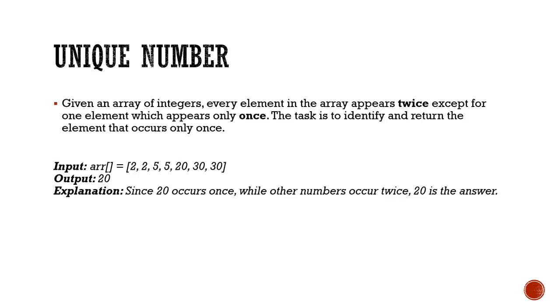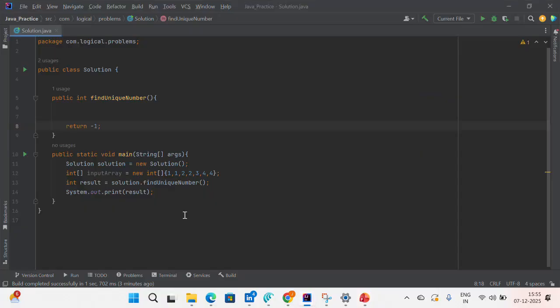Let me move on into the hands-on. So I have created a class solution. I have created a method find unique number. I have returned a value -1, of course, for now. And I have created a solution object, and I have created an input array where we have 1 appear twice, 2 appear twice, and then 3 appear once, and 4 appear twice. The result should print 3.